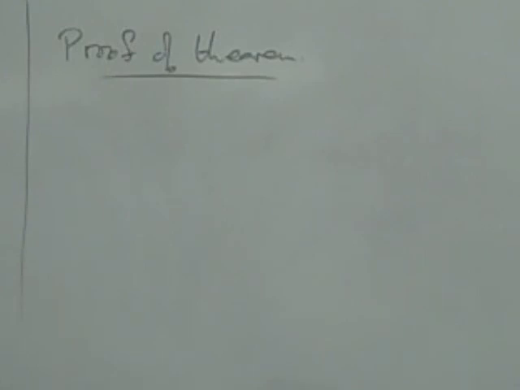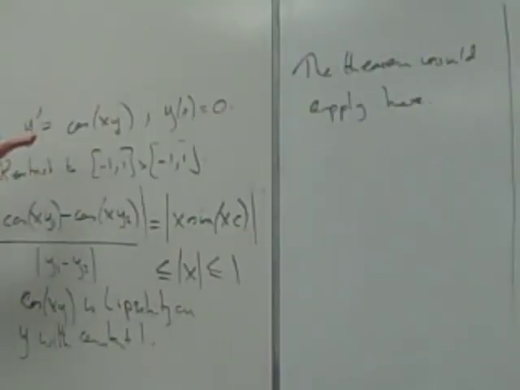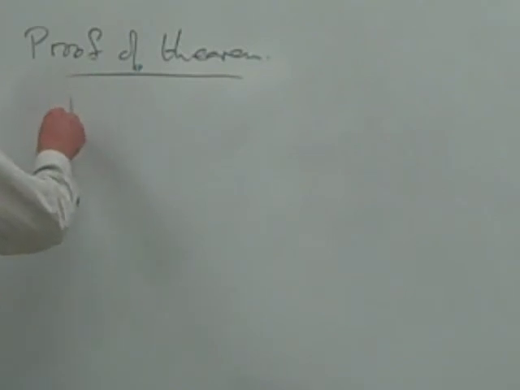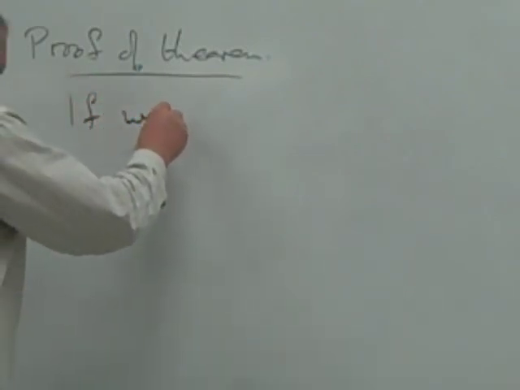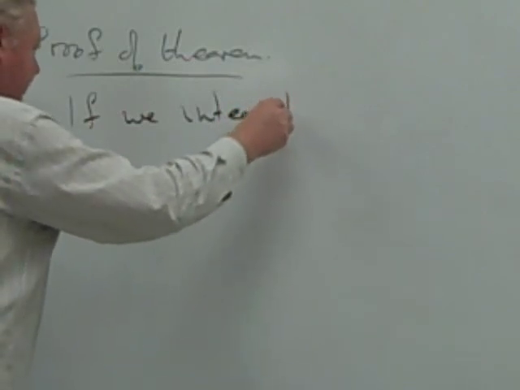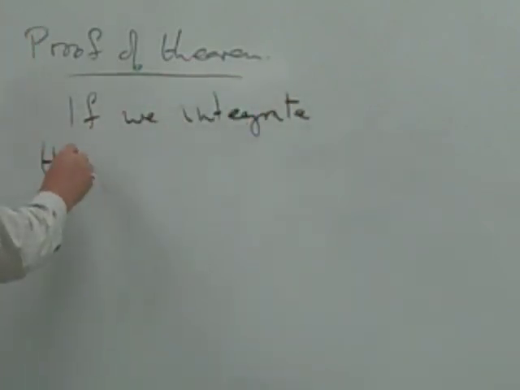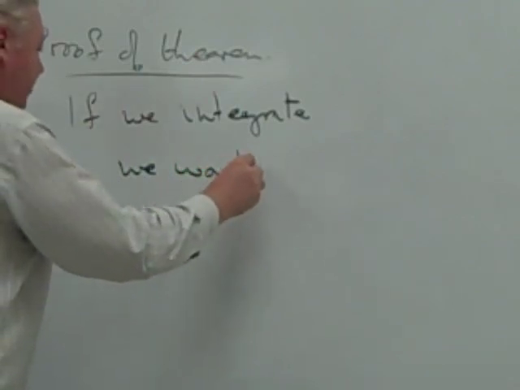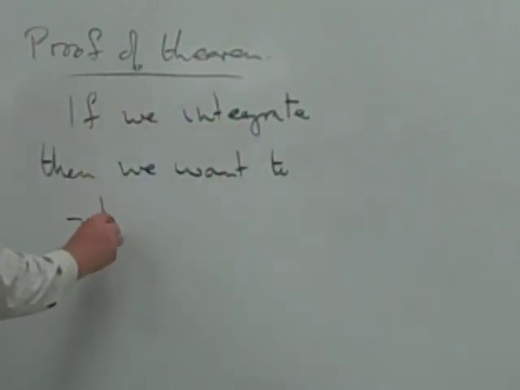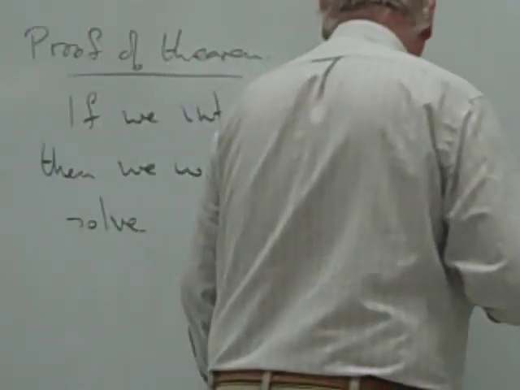situation where it can be applied. So we need a complete metric space, and we need some function T to which we're going to apply it. Now, when you're solving differential equations, the first impulse is to integrate them. So if we integrate, then what we want to do is solve the following.